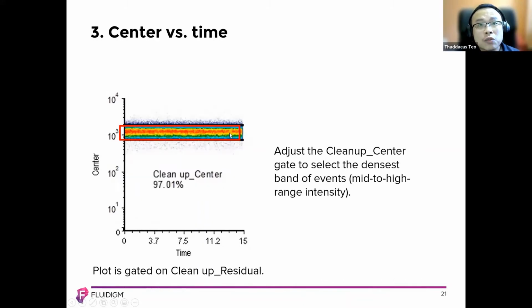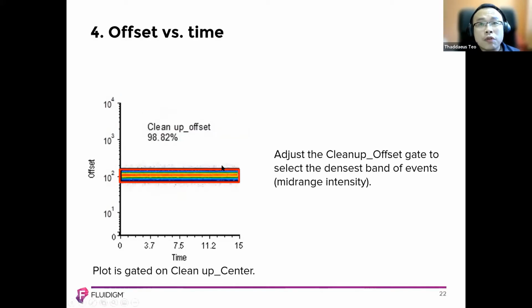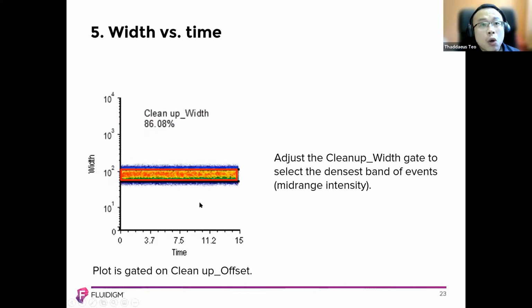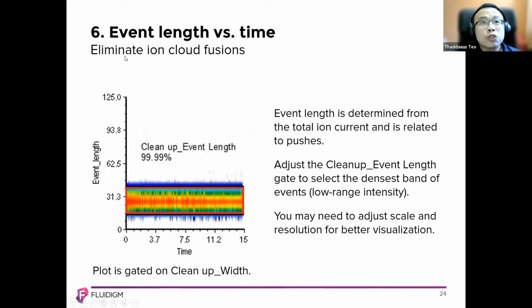This is a bit off. It has to be a bit more centralized in this area. But what I want you to understand is that we select the center, we remove what's on top and what is below, right? Because we can see that they are basically just either doublets, debris, or anything like that. And then we move to offset versus time. We do the same thing to look at the parameters in offset. Then we move on to width, and we clean out the width so that we can get what's right there in the center. And then finally, we move into event length versus time, and this helps to eliminate ion cloud fusions.